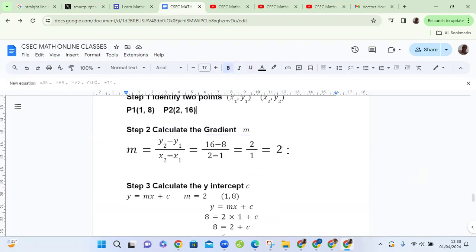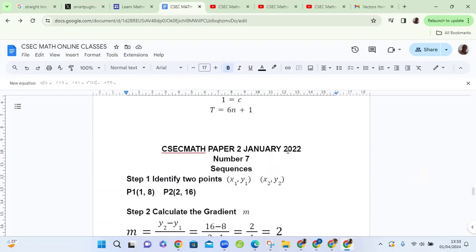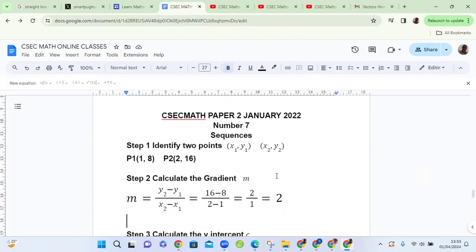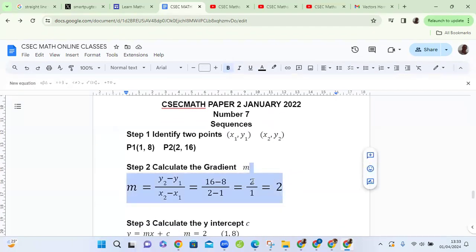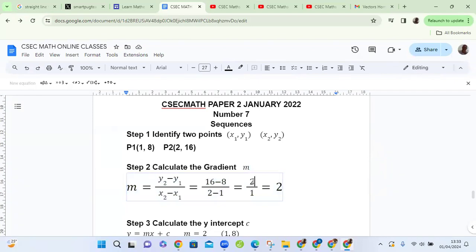What did we use? Oh, you see our mistake? You see the mistake, right? All right. So everybody's supposed to have the 8, yes. And the reason for that is a copy and paste.